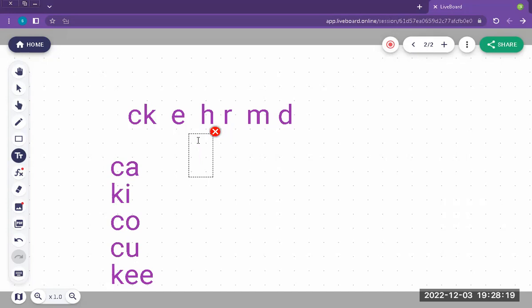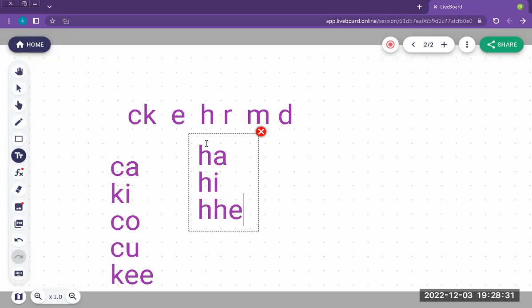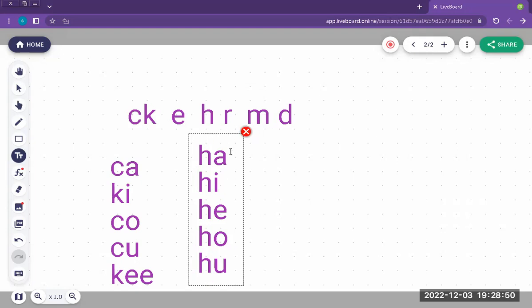And the second letter is ha. We have blending between ha, a, ha. Ha, e, he. Ha, i, hi. Ha, o, ho. We can get an example for this: ha, i, t, hit. Ha, o, ho, hot.